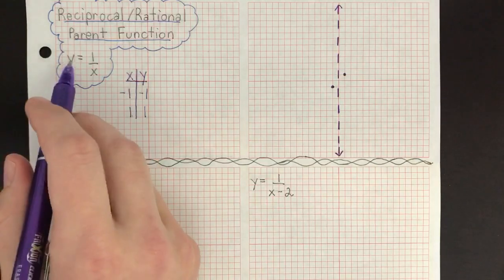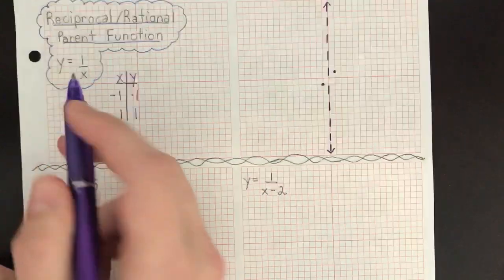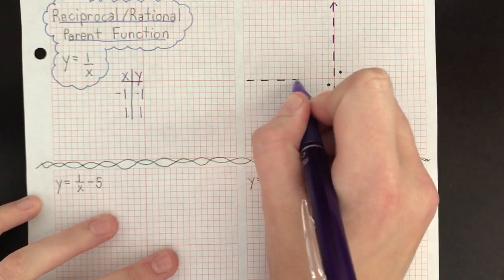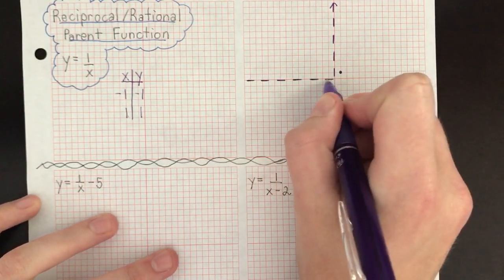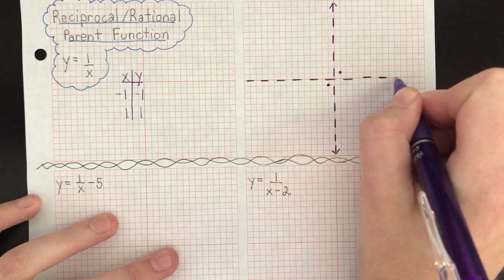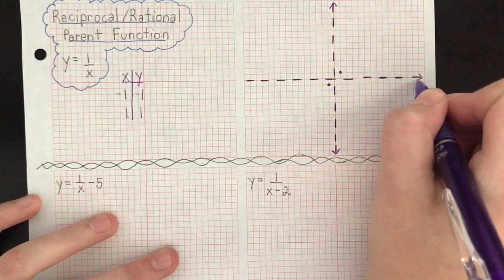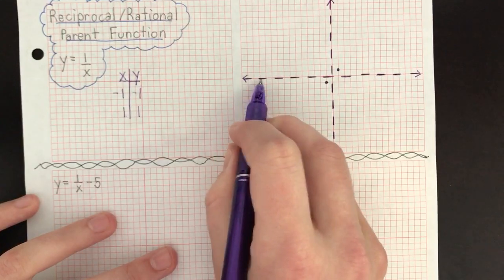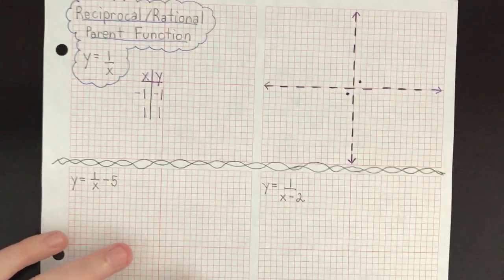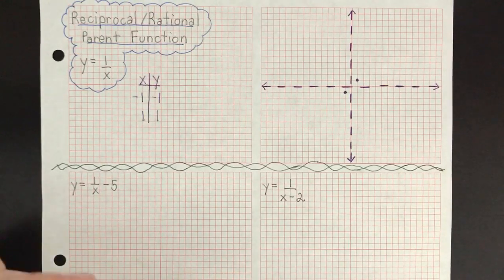So you will never have a y value of 0 for this graph either, which also makes this graph very special, because if y can also never equal 0, then you will have an asymptote on the x-axis, because every single one of these dots on the x-axis has a y value of 0. So the rational or reciprocal parent function is a very special graph because it has two asymptotes. It has an asymptote on the x-axis and on the y-axis.